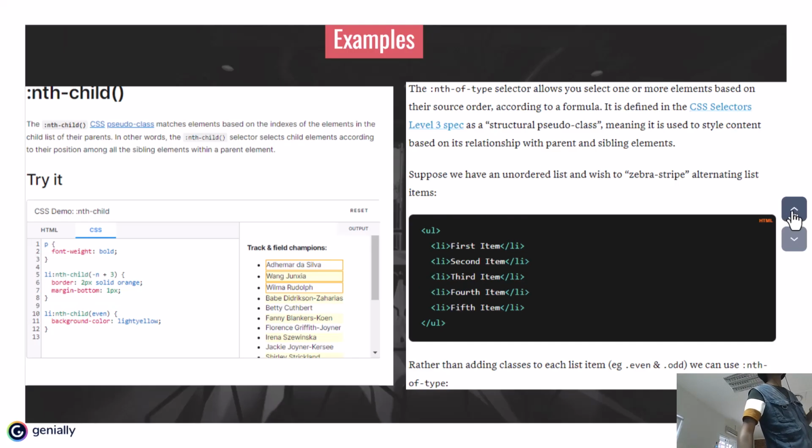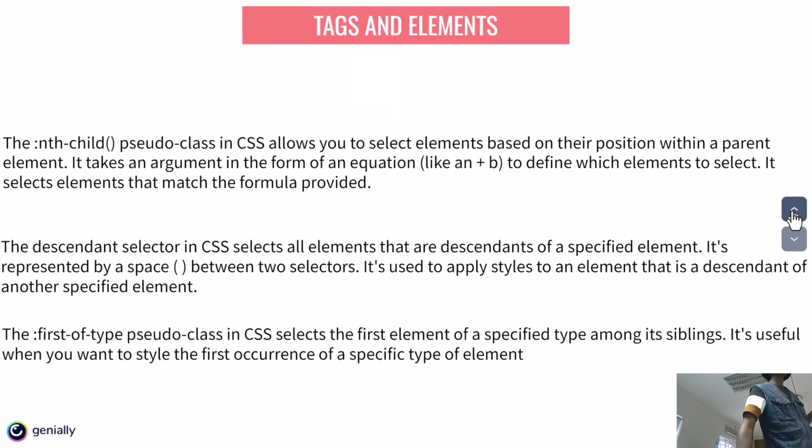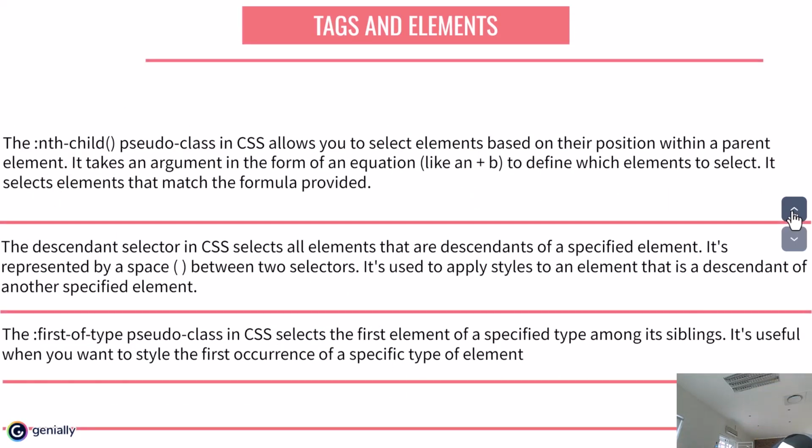So, we were speaking about the descendant selector, right? Yes. The descendant selector in CSS selects all elements that are descendants of a specified element. It's represented by a space between two selectors. It's used to apply styles to an element that is a descendant of another specified element.